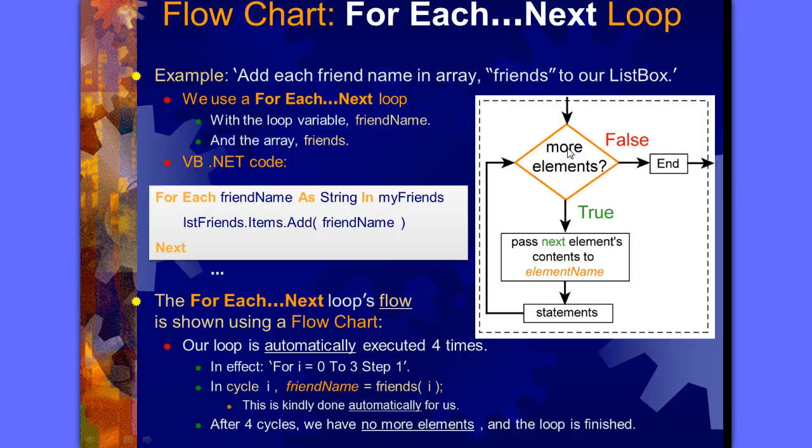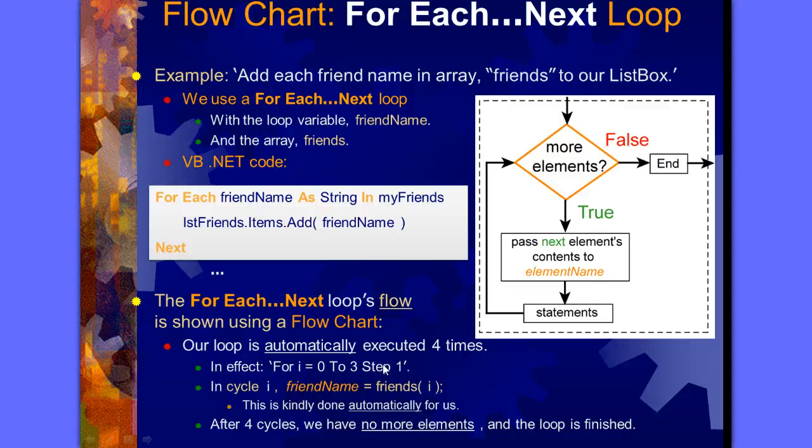Are there more elements to process? If so, then we put that into friend name, and then do something to friend name, and keep going until finally there are no more elements, and then we end the loop. Our loop is automatically executed 4 times. In effect, it's for I equals 0 to 3, step 1. So that's the alternative way to write it without the for each next.